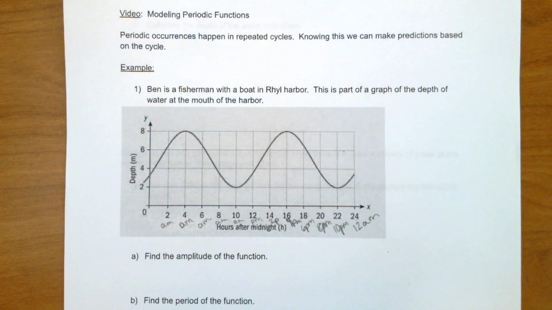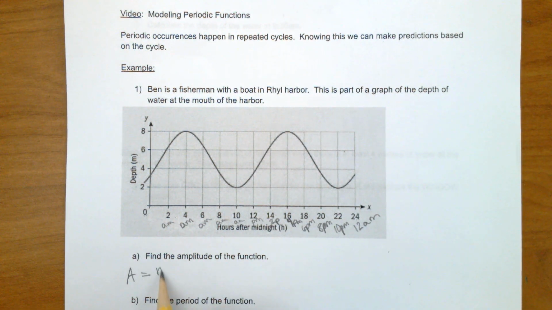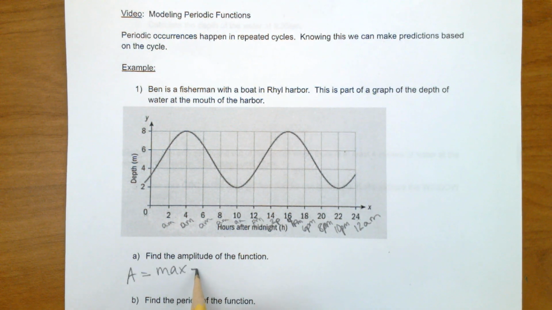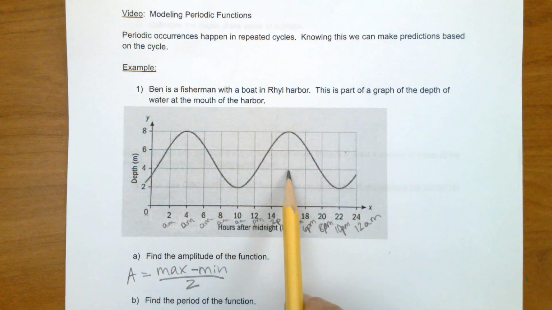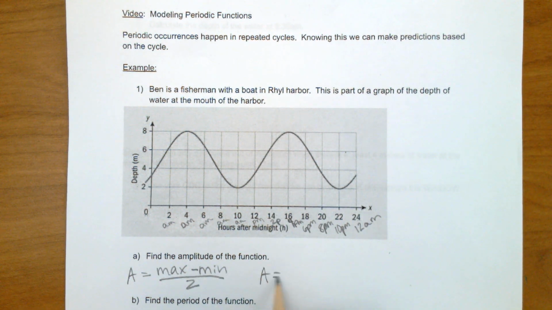The first thing that we have to do is find the amplitude. All right, remember, amplitude is where we take the max height, we subtract the minimum height, and we divide it by 2. So it's kind of like we're cutting the graph in half, and then we're seeing how tall it is from that halfway point. So let's find the amplitude here.